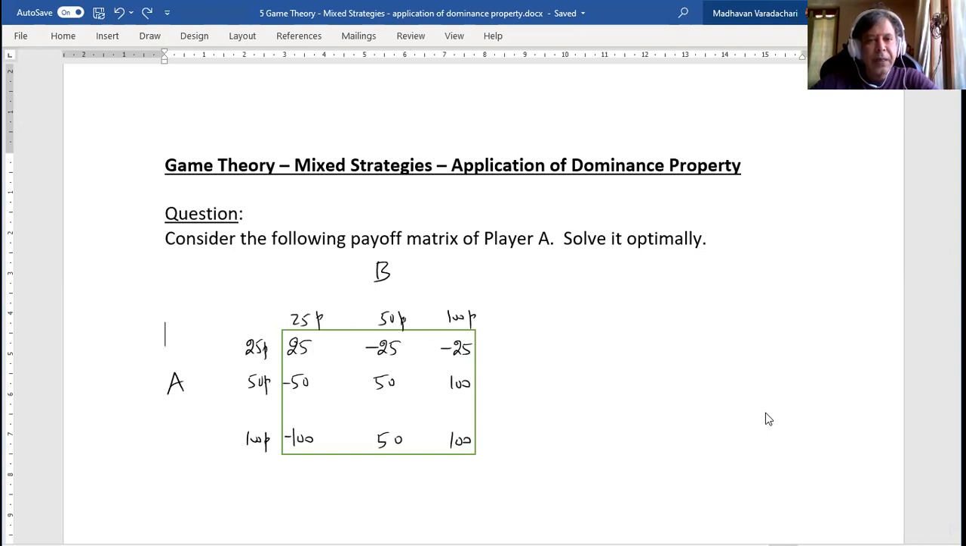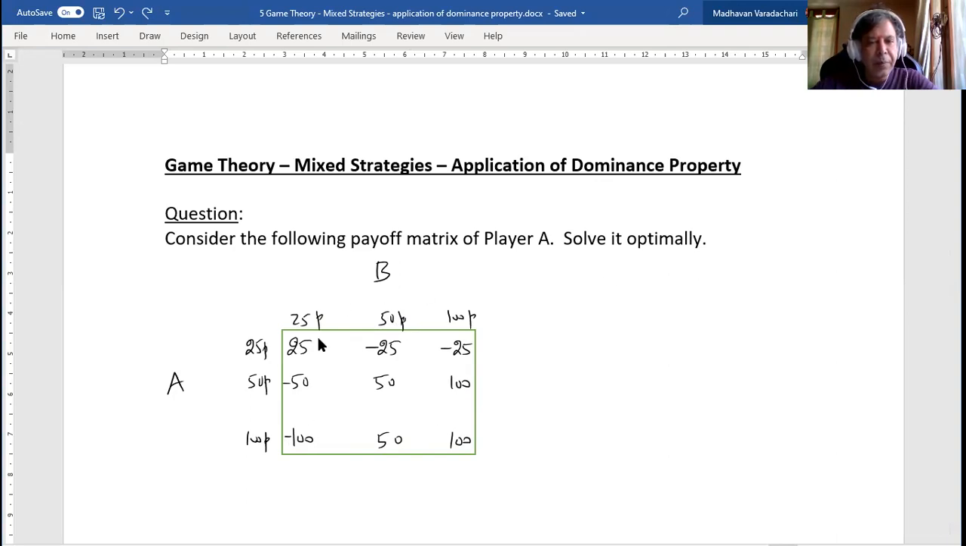Game theory again. Here we will be discussing mixed strategies. How do we use the dominance property? How do we apply the dominance property to reduce the size of the matrix? Because if I am able to reduce the size to 2 by 2, then I can use the oddment algorithm to solve it.